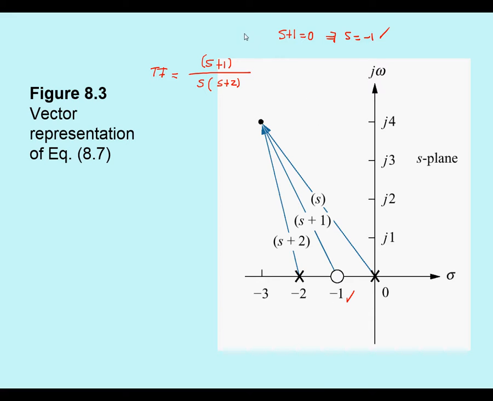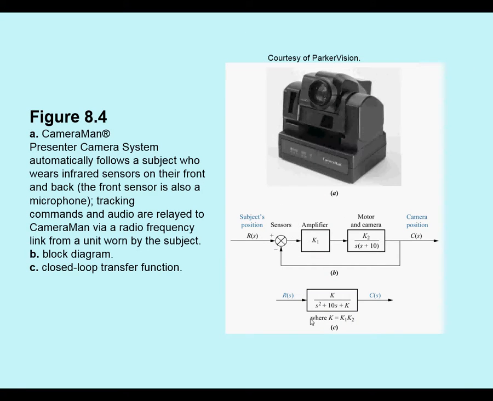For the numerator, yeah? For the denominator, obviously S is equal to 0, and also S plus 2 is equal to 0. So from here we know that S is equal to -2. And this corresponds to this, see? So we could plot the location of these poles and the zeros depending on the value of that constant k, which we change from 1 to infinity.